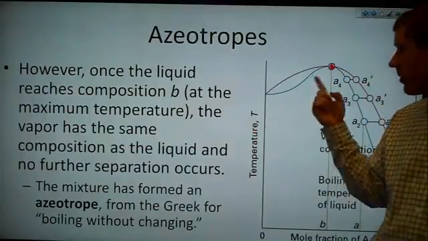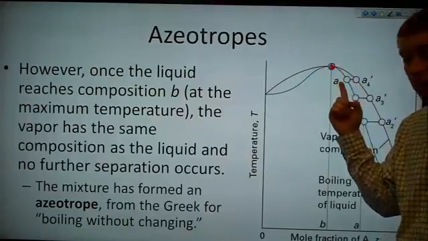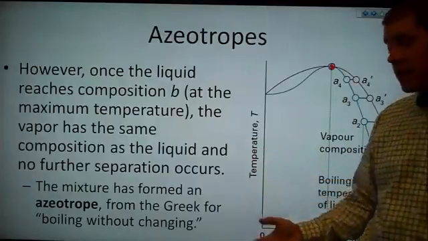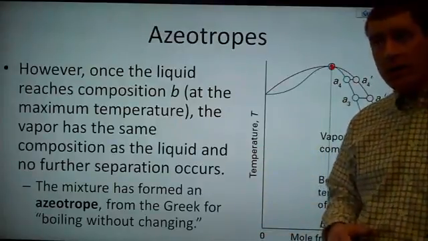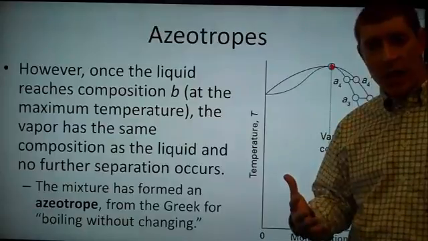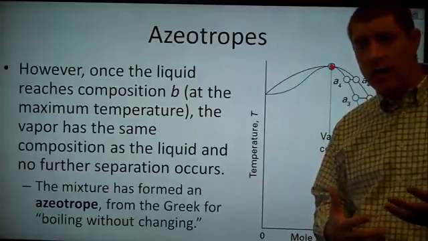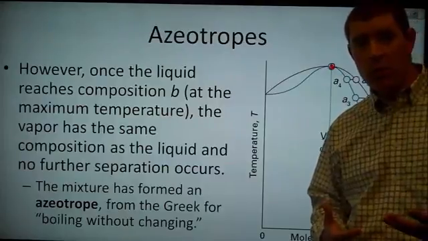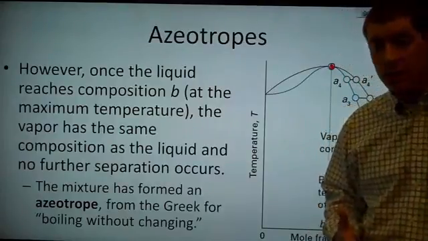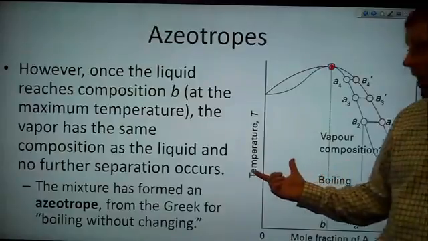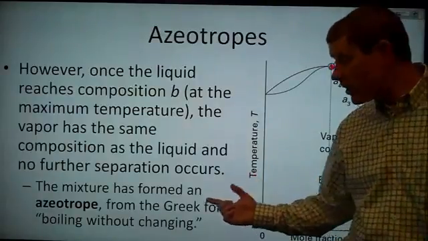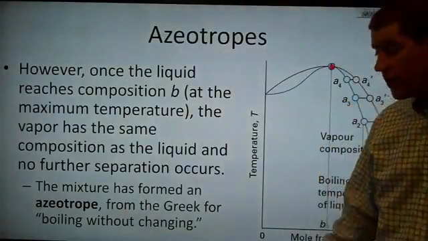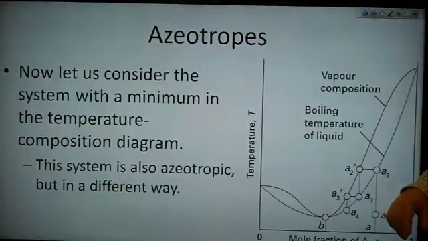Once our liquid gets to this point, at this composition B, this is at the maximum temperature, which means that the vapor phase curve, the red curve, and the blue curve are in the same place. This means that our vapor has exactly the same composition as the liquid, so when we vaporize it, we're not enriching the vapor in our more volatile component, because the composition is exactly the same as in the liquid. And this means that our mixture has formed what we call an azeotrope. This is from the Greek for boiling without changing. And so we have an azeotrope.